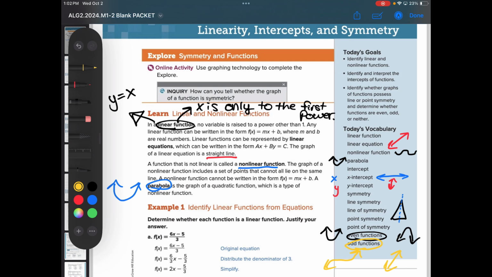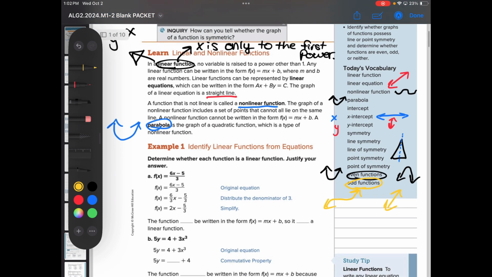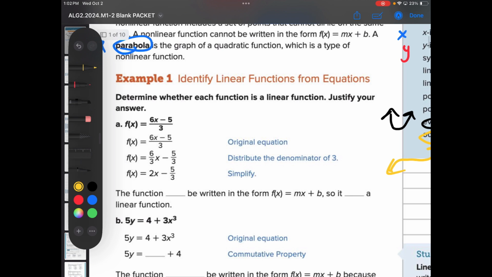Okay, so moving on here, we are going to identify linear functions just from equations. So determine whether each function is linear. Justify your answer. Okay? So we are going to look through the steps here. So they had f of x equals this. What they did here was they went ahead and just simplified it. So 6x over 3 minus this. So 6 divided by 3 we know is 2. So we get 2x minus 5/3.